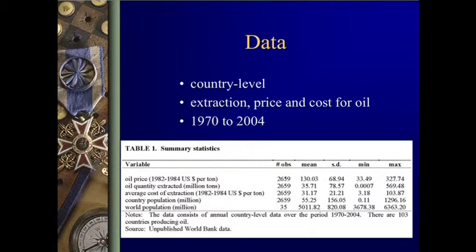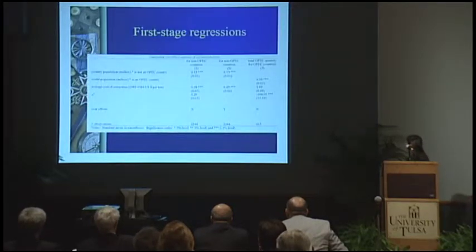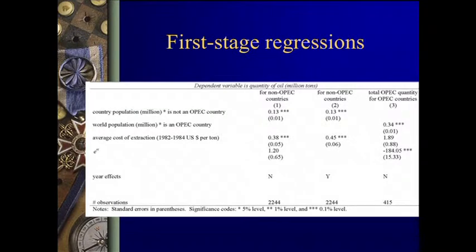The data I use are country-level data on extraction, price, and cost of oil between 1970 and 2004. And so I have a table of the summary statistics. And my instruments for non-OPEC production are the country's population, which is going to be a demand shifter, so it's a good instrument for supply. And for OPEC production, I use world population as a demand shifter, so the instrument for supply for that. And here in my first stage regressions, it's probably hard to see the actual numbers, but you can hopefully see the asterisks which show that the instruments, which are the population instruments, are significant.